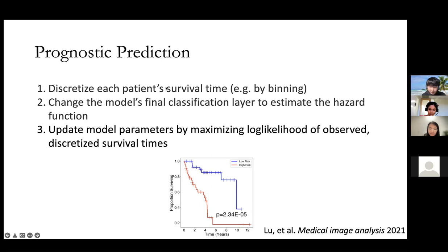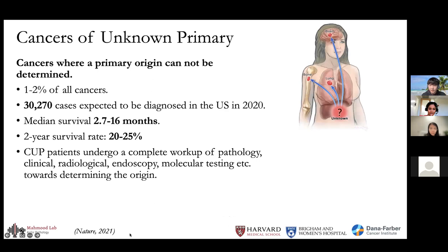Just like in the last half of my talk, I just want to shift gears and talk about a specific application of our pipeline, which is to predict the primary origins of CUPs, which stands for cancers of unknown primary. CUP broadly categorizes cancers where a primary origin cannot be determined, and most believe that identifying the primary tumor and providing site-specific treatment will lead to improved patient outcomes. And this is currently an active area of research.